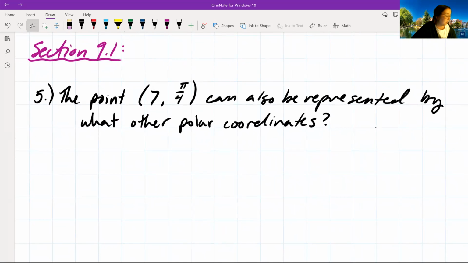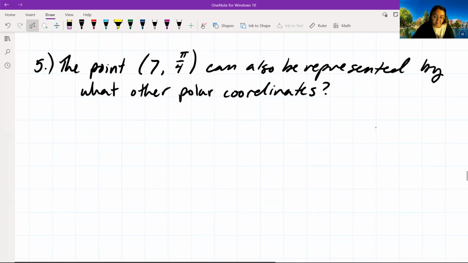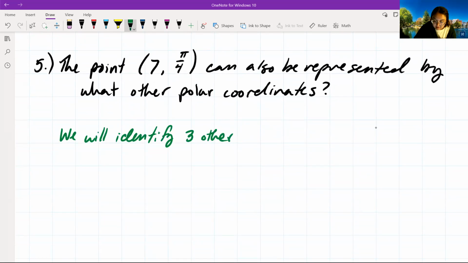All right, section 9.1, question 5. We want to know the point 7, pi over 4 can also be represented by what other polar coordinates? Now, we know that when we have a polar coordinate, it has infinitely many other polar coordinates, but for our case, we're just going to identify 3 other polar coordinates.